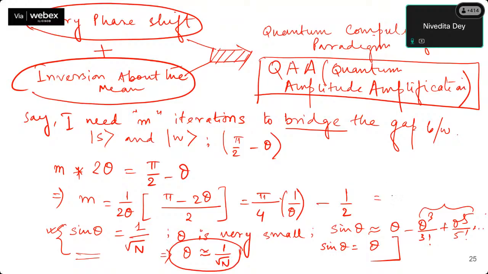So if I replace it, it will be pi by 4 into, now if theta is 1 by root n or equivalent to 1 by root n, then 1 by theta will be simply root n minus half. So I'm getting the m as pi by 4 into root n minus half. So this is a constant term. This is 45 degree. This is half, another constant. So from this I can write m belongs to order of only this term, which is root n.